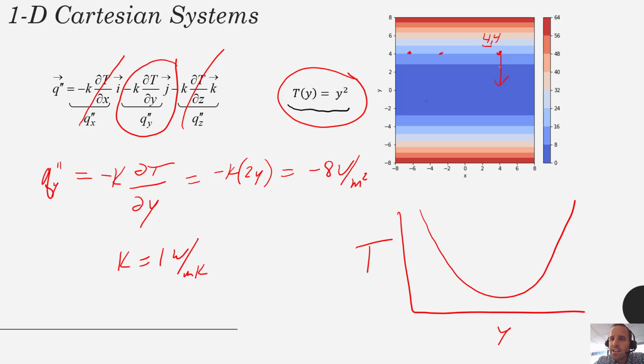Heat is flowing downhill from here. It's because temperature is increasing, and our gradient shows that in this direction. So heat flows against that gradient. It flows downhill from hot to cold.